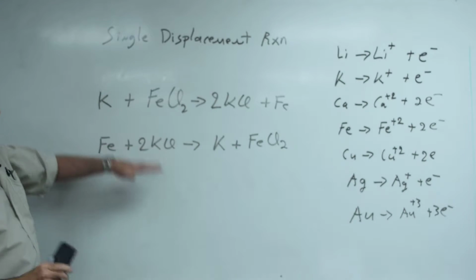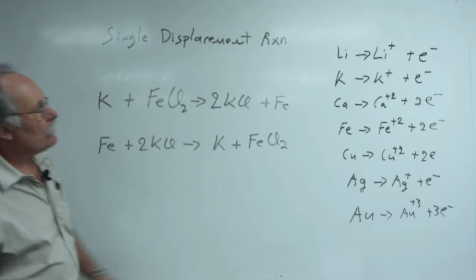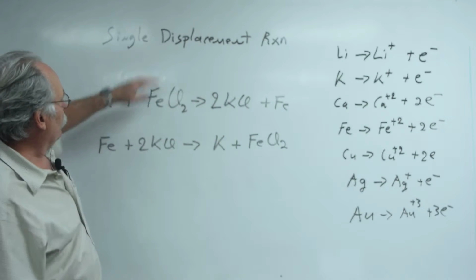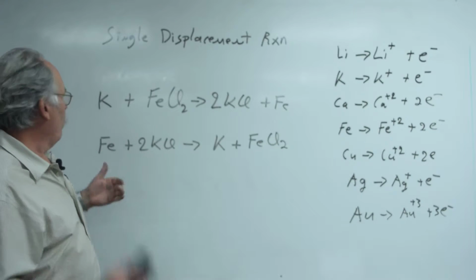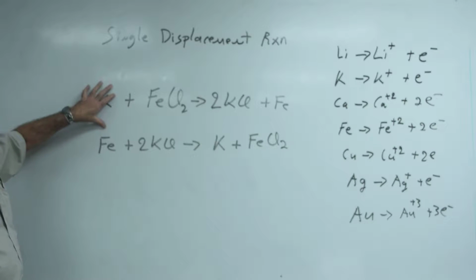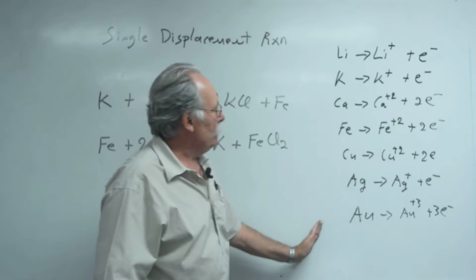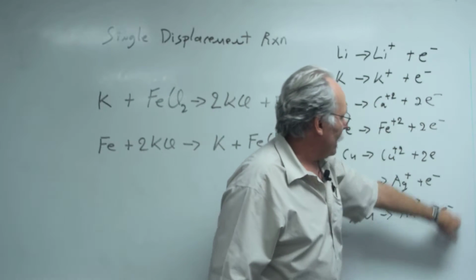So which of these is spontaneous? One of these will go, the other will not. So we have here an activity series, and what you need to recognize in these single displacement reactions is that metals want to exist in two forms, either as a base metal, a pure metal, or as a cation. Now in this equation, on the left I have pure metals, and on the right I have cations.